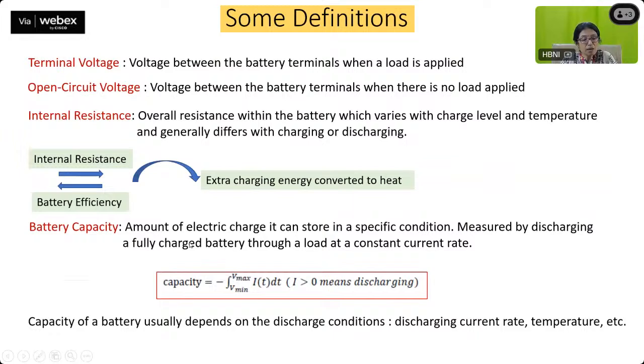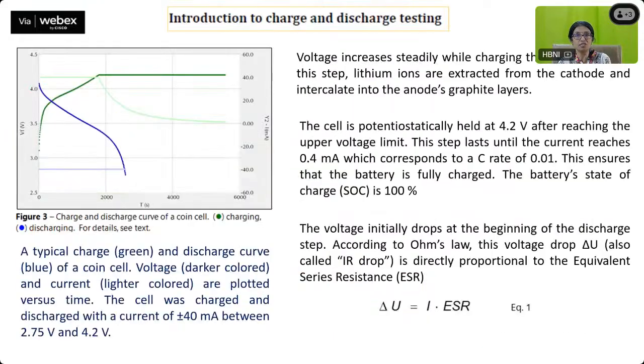And battery capacity is the amount of electric charge it can store in a specific condition, measured by discharging a fully charged battery through a load at a constant current rate. Now, you have to remember, the capacity of a battery usually depends on the discharge condition: how you are discharging, what is the current rate, what is the temperature. All this will give you the capacity of a battery. A battery will have a theoretical capacity, but how much capacity it actually gives depends on all these different rates.